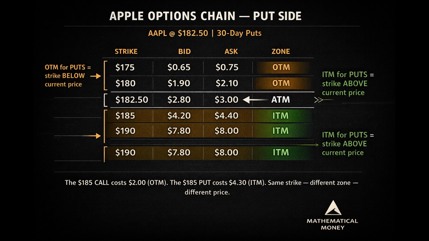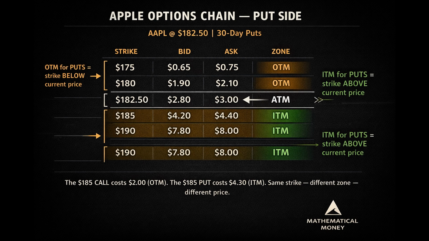At the money, strike $185, bid $4.20, ask $4.40. In the money for the put, the strike is above the stock price. Strike $190, bid $7.80, ask $8 even. Deep in the money. Notice something important.